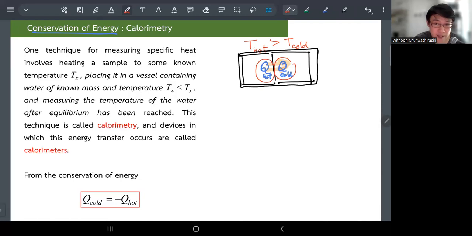You guys with me? To write down an equation for this, I take the hot part and calculate the amount of energy. This must be equal to the cold. Do you agree with this equation?